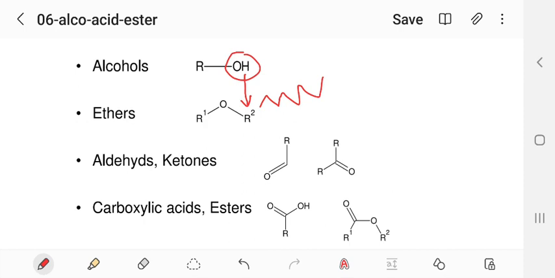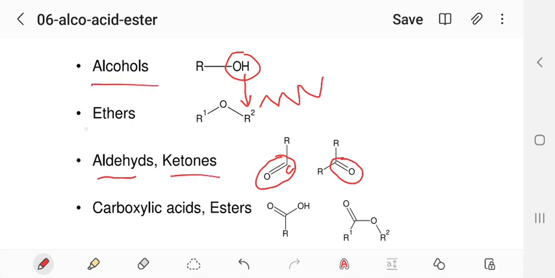Then we have the aldehydes, and they have this carbonyl group here, which is C double bond O, and it's at the end. When it's an end group, then it's called an aldehyde. But when this carbonyl is in the middle, in between two different hydrocarbon chains, then it becomes a ketone. So that's the difference between aldehydes and ketones.